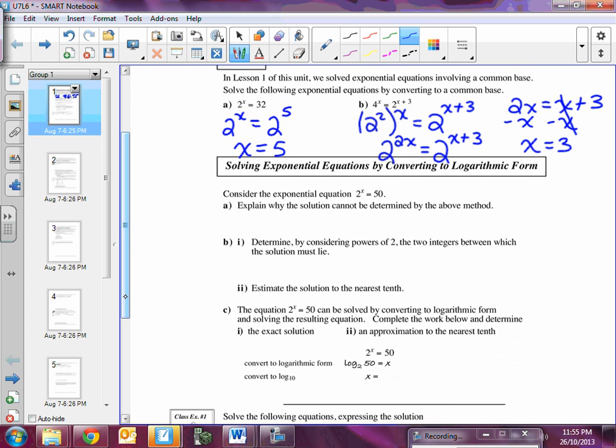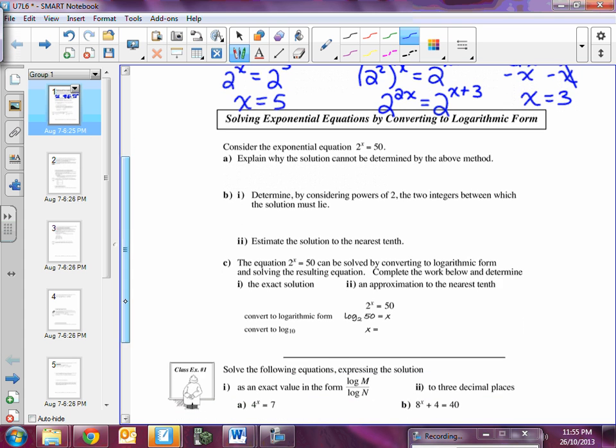Okay? Sometimes, though, when you're solving exponential equations, you can't change the base to make them the same. This is when we talked about before about changing an exponential equation to a logarithmic equation. So we can't do it because you can't change base 3. We already talked about that. So we're going to skip A and B. We're going to skip that part. We're going to go right to the bottom.